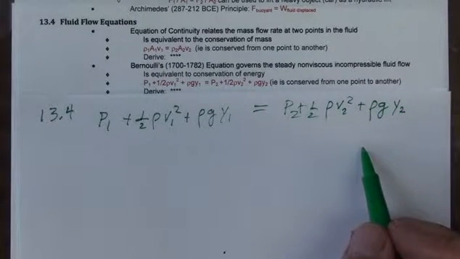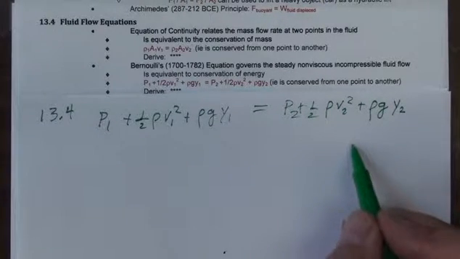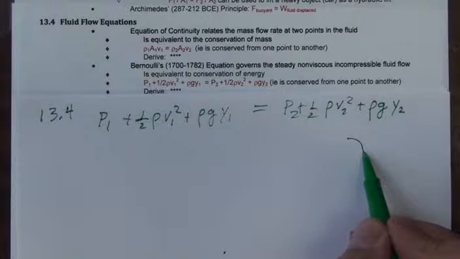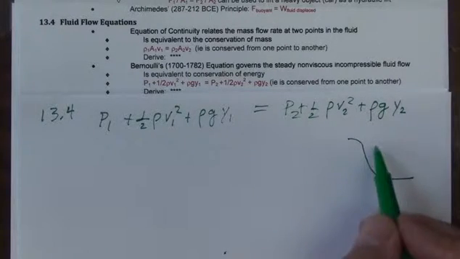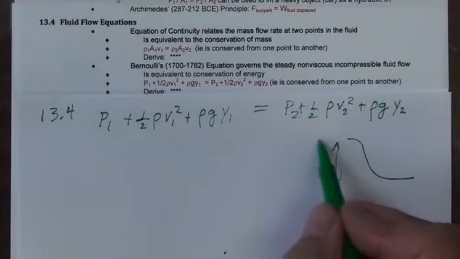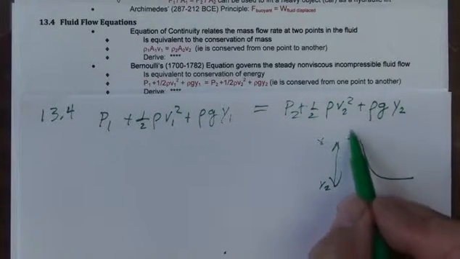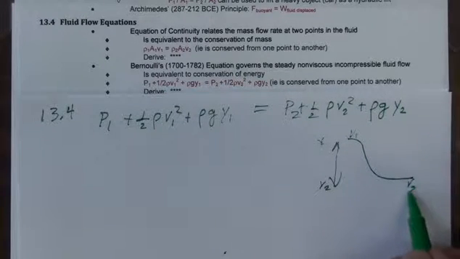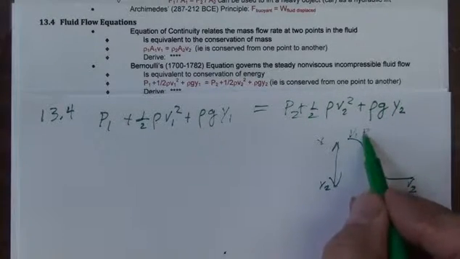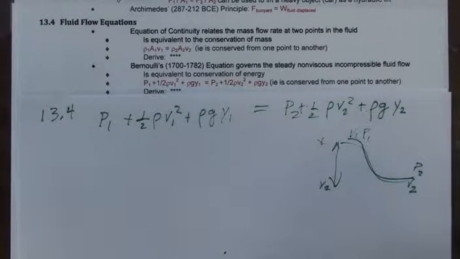Now if I were to draw a diagram that would be appropriate to this, then what I would be drawing would be something like a fluid that went through some altitude change, height Y1, height Y2, and it had a velocity here, V1, and a velocity here, V2. It had a pressure here, P1, and a pressure here, P2, as it flowed through some type of pipe.